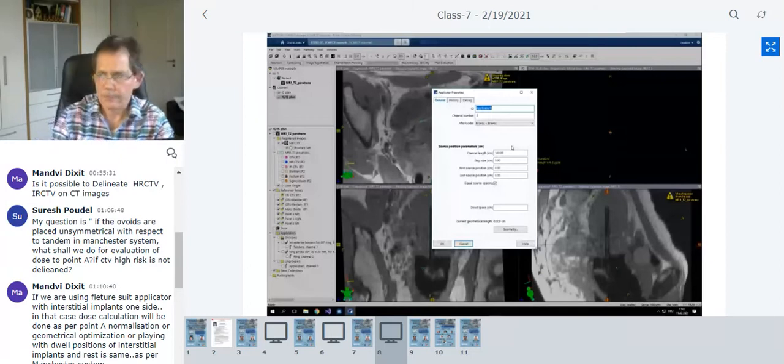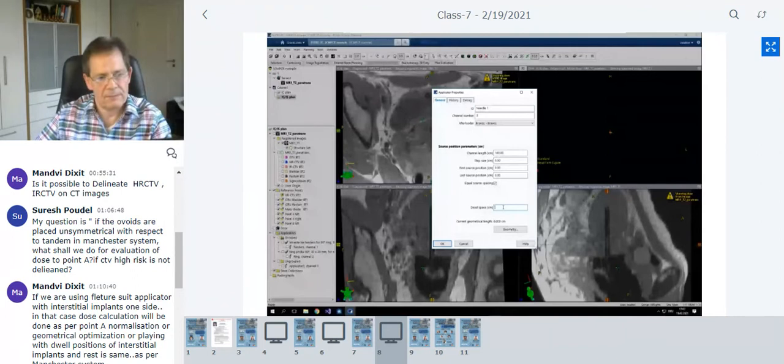And I name, let's say, the first one, needle number 1. And you see the dead space parameter here. And this plastic needle has about 4 millimeter dead space. Let's type this in here. Good.